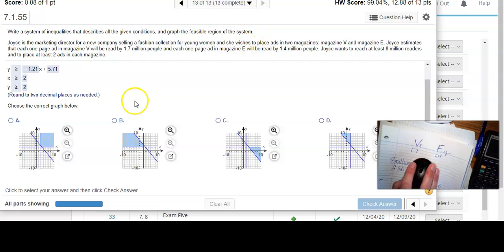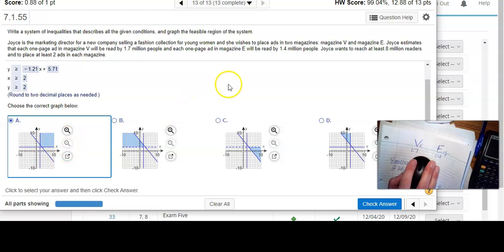Now, we don't have to graph it, thank the Lord. So what we need to do is realize that x needs to be bigger than 2, which means I need to shade to the right of my vertical line. Y needs to be bigger than 2, which means I need to shade above my horizontal line. And then the rest of it kind of falls into place. This is going to be the only one where it's also bigger than that line, because I want my y's to be bigger than this part. So this is going to be the only graph that satisfies that.